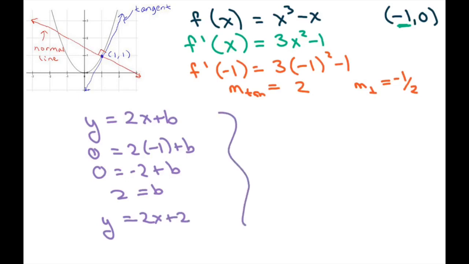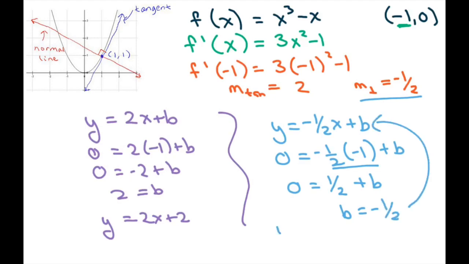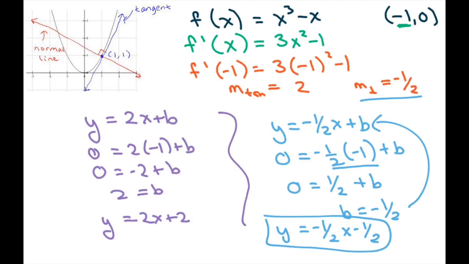And then do the same thing for our normal line. So you have y equals -1/2 x plus b. So we have 0 equals -1/2 times -1 plus b. This equals 1/2. Therefore, b equals -1/2. And then just plug it back in. So you get y equals -1/2 x minus 1/2. So there's our two lines.